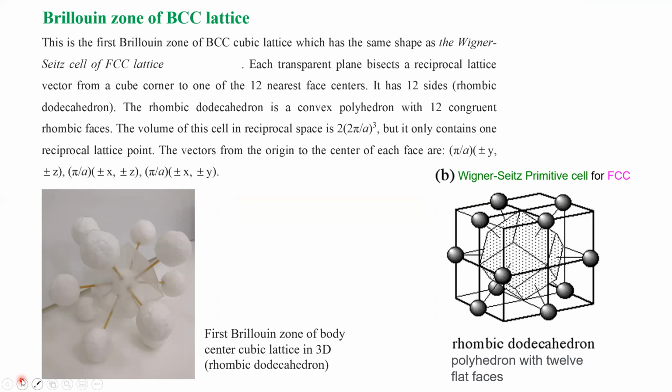Brillouin zone of BCC. Again, the first Brillouin zone of the BCC cubic lattice has the same shape as the Wigner-Seitz cell of FCC. So you look back at FCC, right? The Wigner-Seitz cell for FCC is just like this, right? And why is it called rhombic? Because it has 12 flat faces. And the volume of the reciprocal space is 2 times (2 pi over a) cubed.